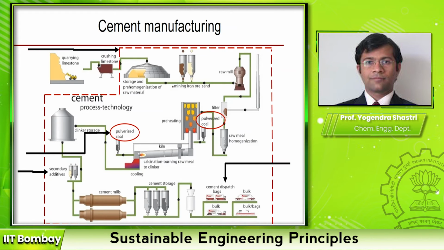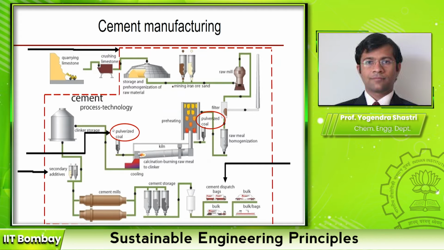This is an example of a cement manufacturing facility. So this is a pictorial representation of cement manufacturing, and what is shown in the dashed line is typically the actual manufacturing facility. The raw material, in this case limestone, is coming from outside. It will be stored somewhere in the facility and subsequently will be put into the process.